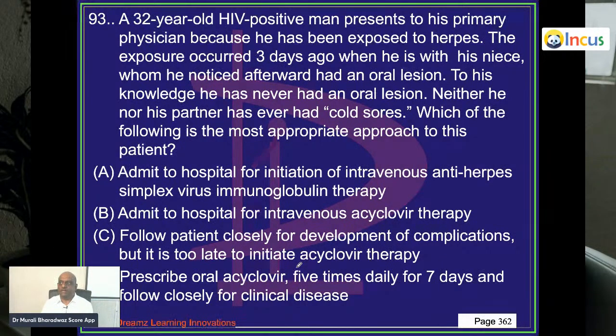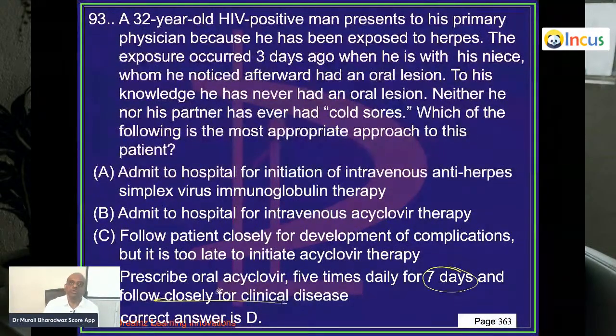A 32-year-old HIV positive patient exposed to herpes. His exposure occurred 3 days ago when he was playing with his niece, and he and his partner never had cold sores. What is the appropriate treatment? Always, herpes zoster, chickenpox, is a risk. So you need to give oral acyclovir 5 times daily for 7 days and follow closely, is considered to be the treatment.